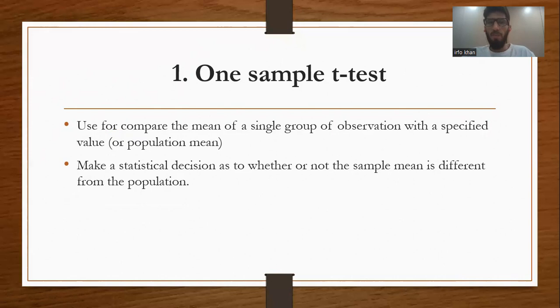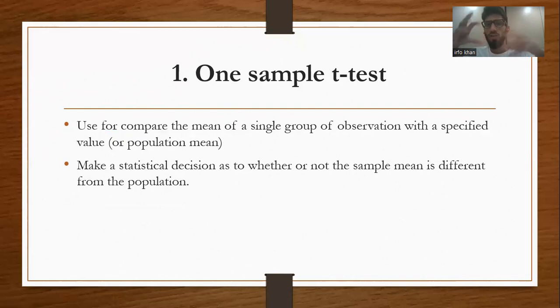So the one sample t-test is used to compare the mean of a sample to the mean of a population. For example, if we have a sample mean and a population mean, our research hypothesis is that we want to check whether the sample mean is equal to the population mean or not.